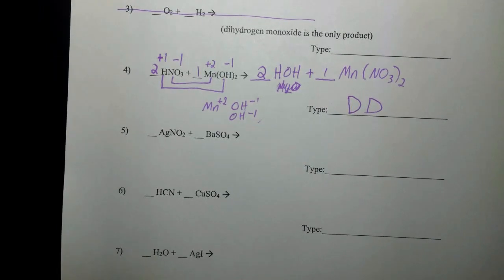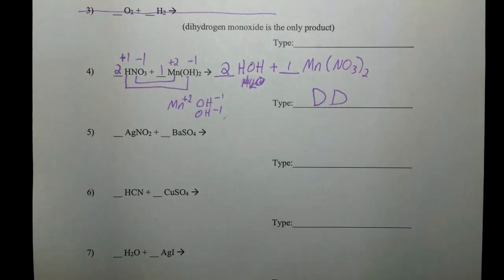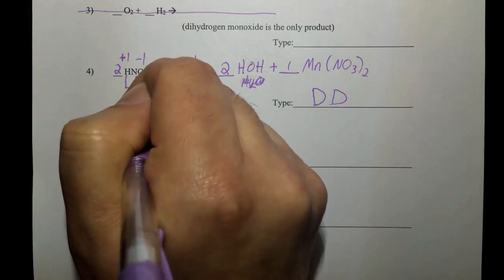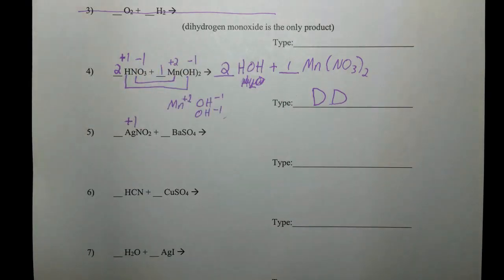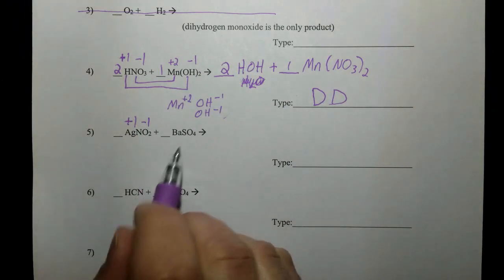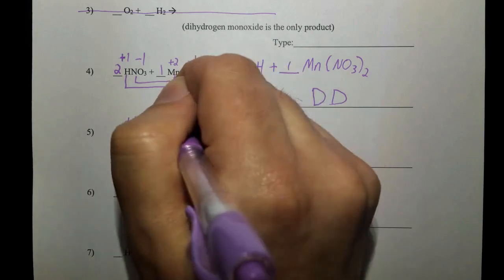Let's do one more here. How about 5? What's the charge of silver? +1, very good. It is a transition metal, but silvers are always going to carry a +1 charge. What about an NO2? It's going to be a -1. Polyatomic ion, good. Then look for barium. What's the charge of a barium? +2.